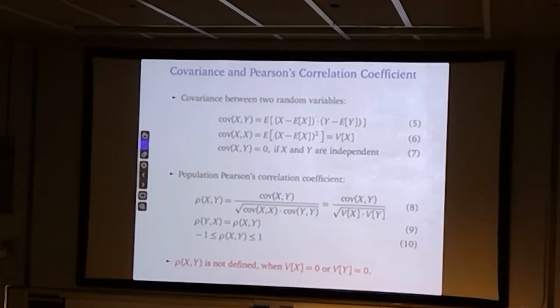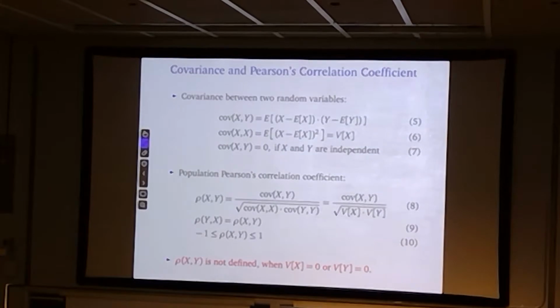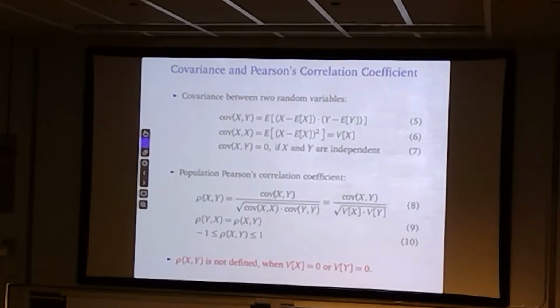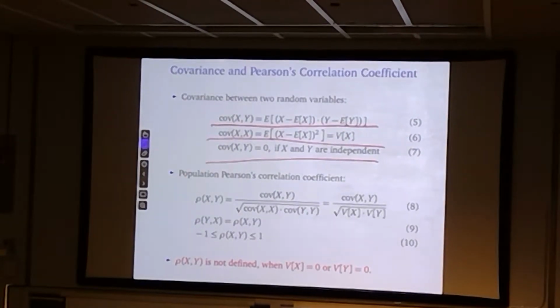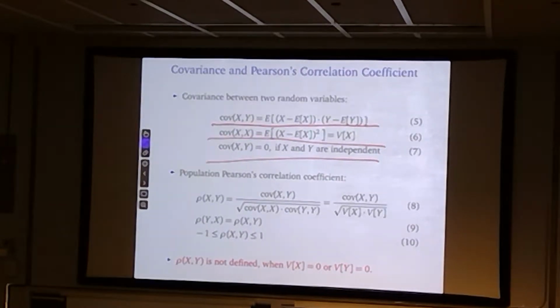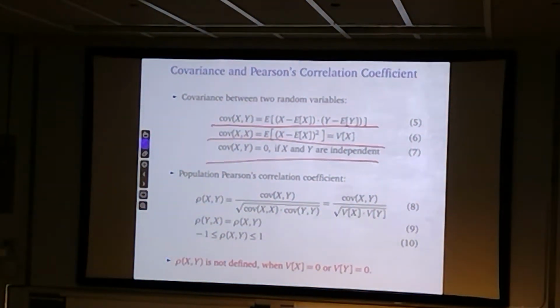Okay. So covariance and Pearson's correlation coefficient. Covariance is this definition we are already familiar with. And we know that if x and y are independent, the covariance is 0. Okay? But if covariance is 0, does that mean x and y are independent? No, that's good, very good.